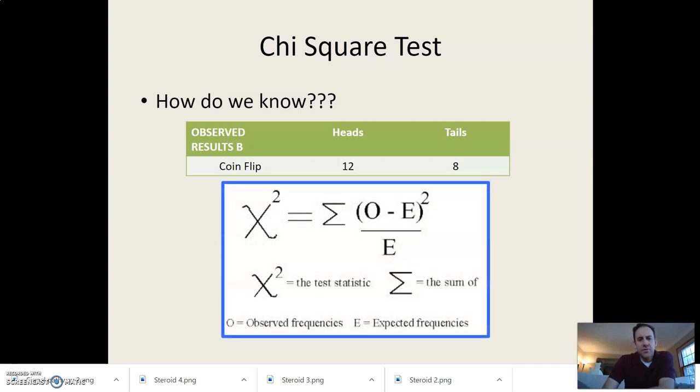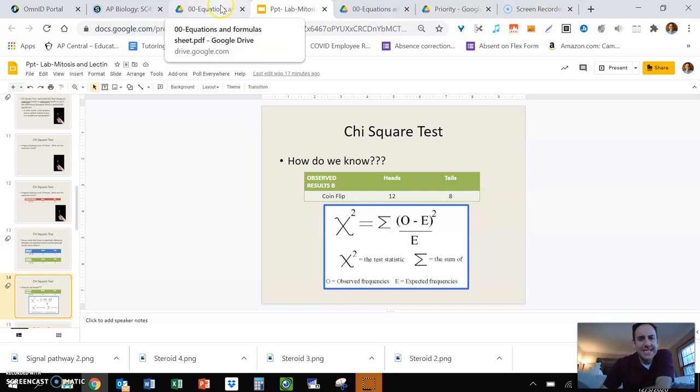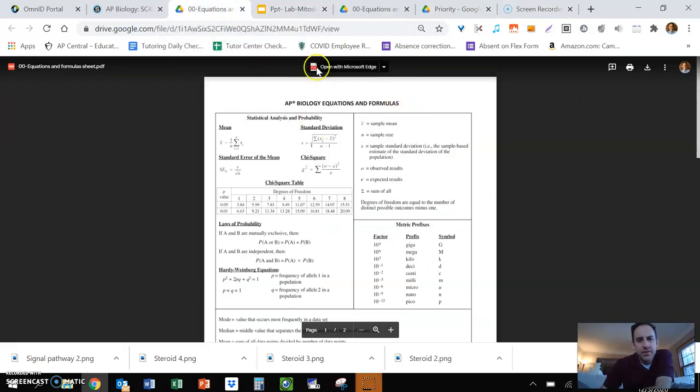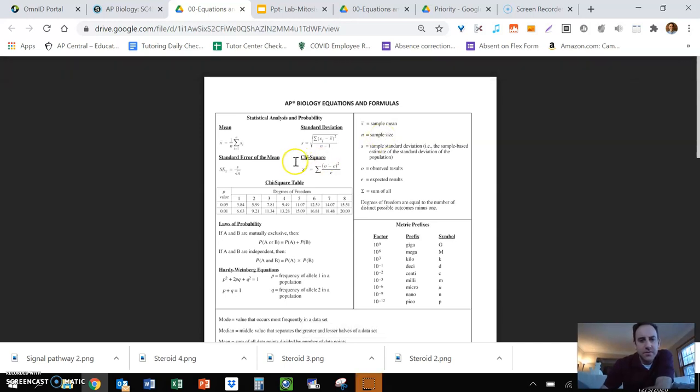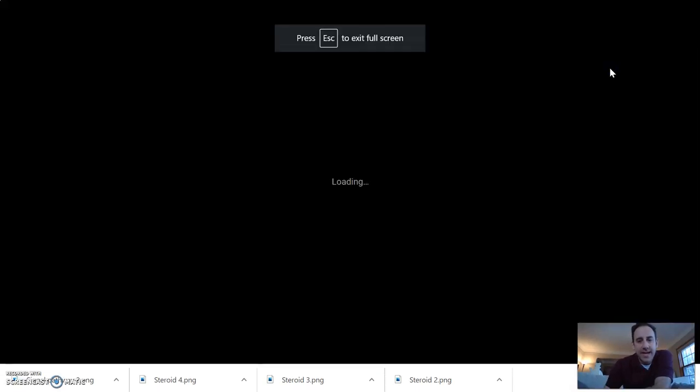This is the formula for chi-square. I want to point out that this formula is on your equations and formula sheet for AP Biology. You got this in the early days of class. It's also available on Schoology. And lo and behold, there is the chi-square test. And then the chi-square table, which we're going to look at in a moment, is down there. So you have this, certainly on any test for AP Bio, you want to have that handy.